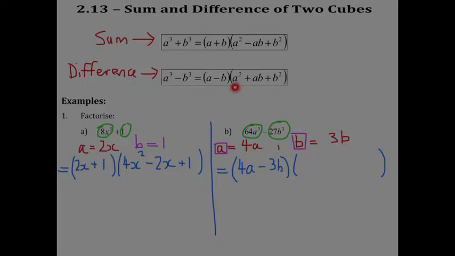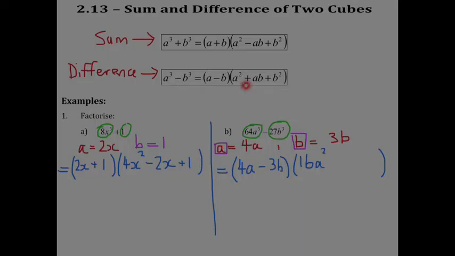Now I look at the formula and I see that the a value that I have has to be squared. Well, the a value that I've got is a 4a. 4a, when you square it, is 16a squared, because 4a times 4a is 16a squared.